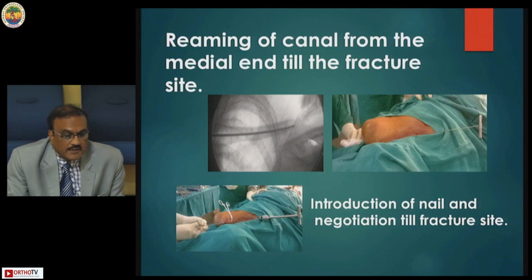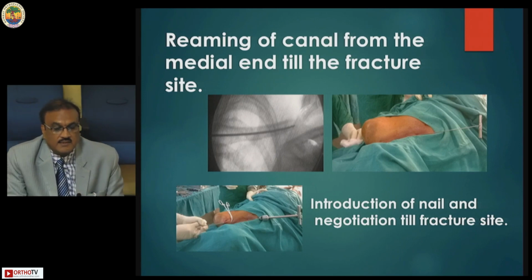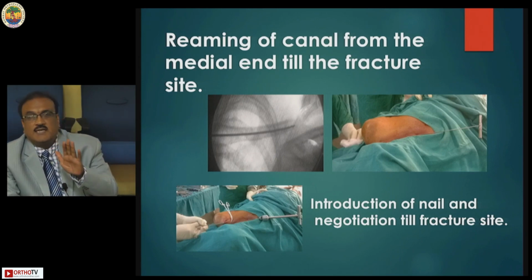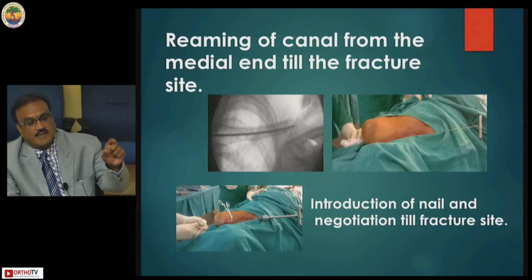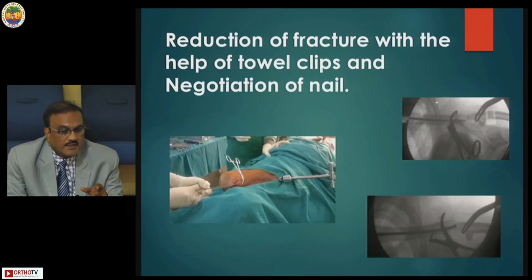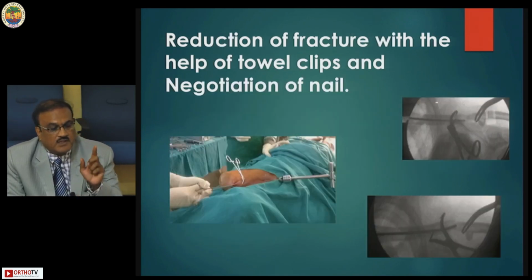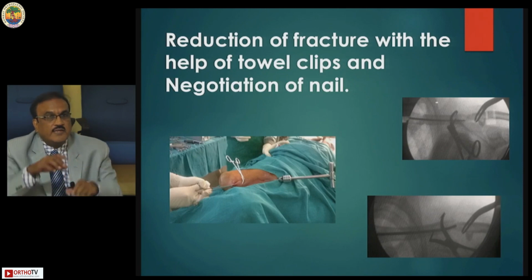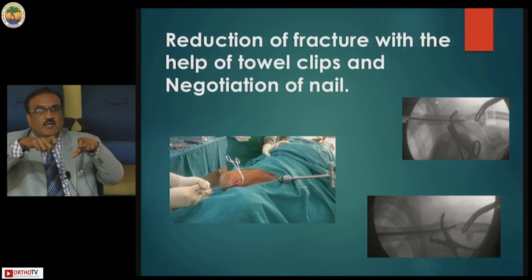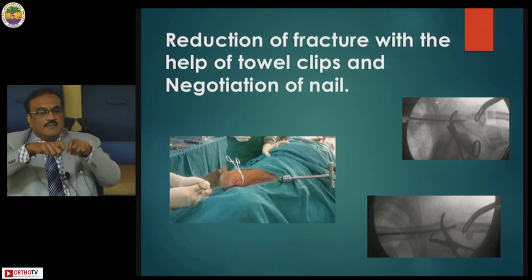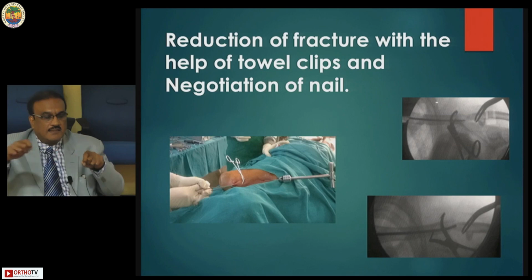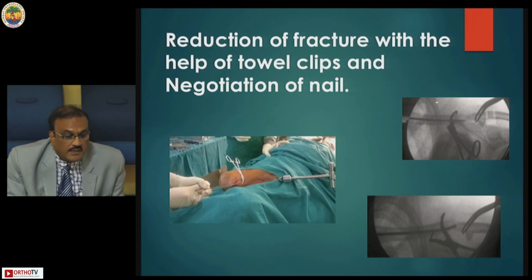Introduction of the nail and negotiation till the fracture site. You don't attempt reduction till that point. Our nail should go to the fracture site, and then reduce the fracture with the help of a towel clip. You have to reduce both ends, put the towel clip at the end, and then with rotatory movements and translation, anterior and posterior, lock the fracture site, and then you pass the nail.